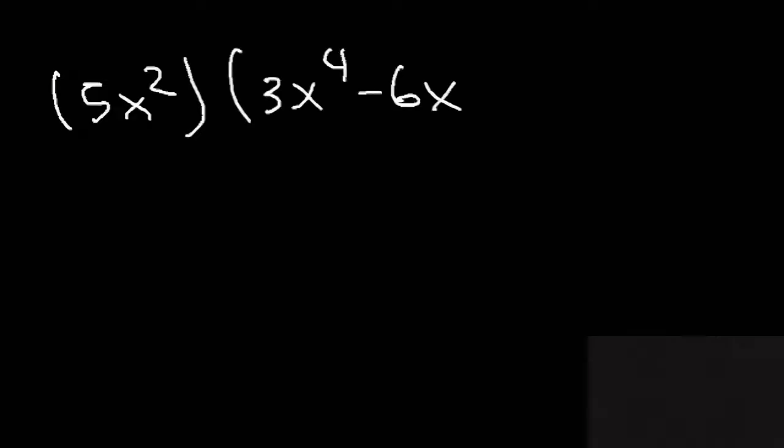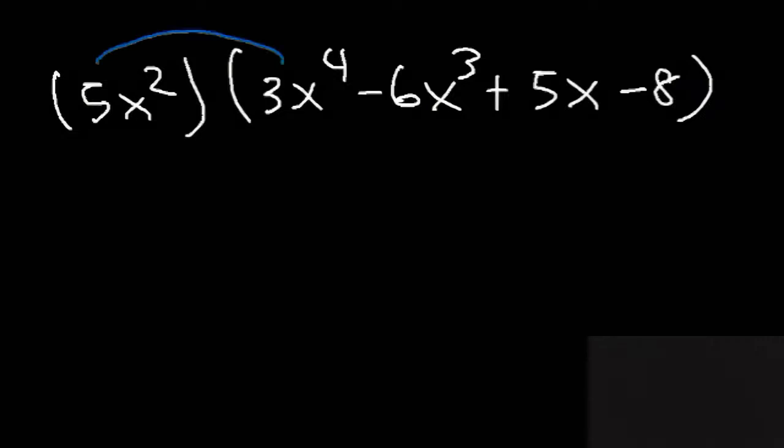Try this. 5x squared times 3x to the fourth power minus 6x cubed plus 5x minus 8. So let's distribute the 5x squared. 5x squared times 3x to the fourth. 5 times 3 is 15. X squared times x to the fourth is x to the 6. You need to add 2 and 4. 2 plus 4 is 6.